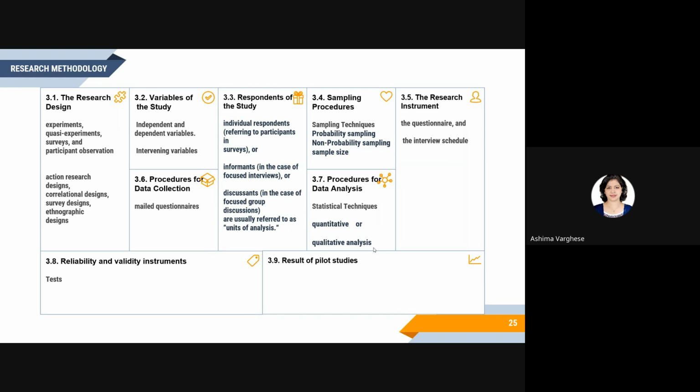Now, moving on to 3.6, that is procedures for data collection. As I already told you regarding the questionnaire, you can distribute physical hard copies to the respondents, or you can mail the questionnaire, or you can also collect it through Google Form. There are various types of forms which can be used. When I talk about data analysis, 3.7, procedures for data analysis, here there are certain statistical techniques which you are going to perform on the collected data.